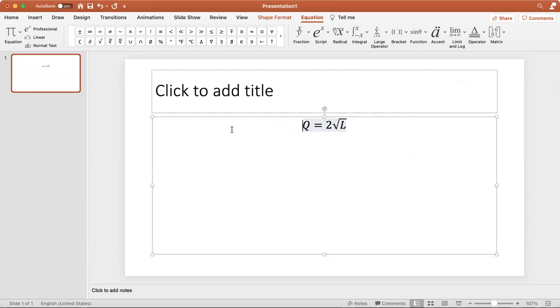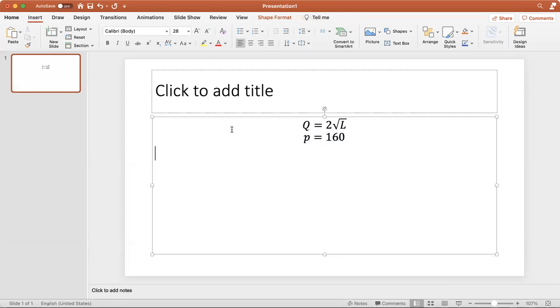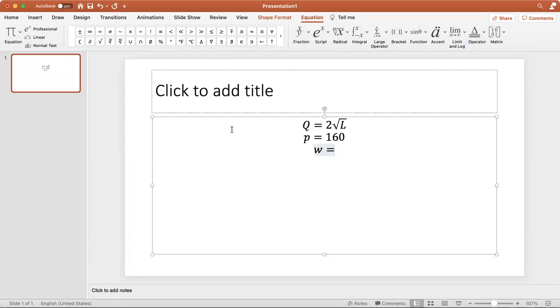So let me just look at this example of a firm that is said to produce quantity Q with the production function Q equals 2 square root of L. L is of course the amount of labor employed, and let's say that the price of the commodity, the selling price, is set at 160, and let's say that the wage rate is set at 40.